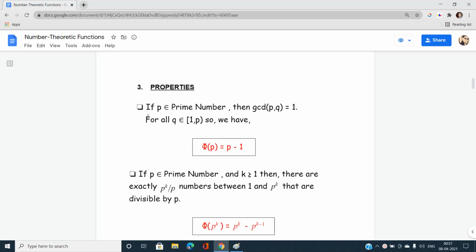Okay, so the very first property is: if P is a prime number, then GCD of P comma Q is 1 for all Q that belongs to 1 to P, where P is excluded. So we have the following relation, that is phi of P will be P minus 1. We can write directly that Euler's Totient function at the value P, where P is a prime number, can be written as phi P equals P minus 1. So how does this come and how can we write it directly? Let's understand that.